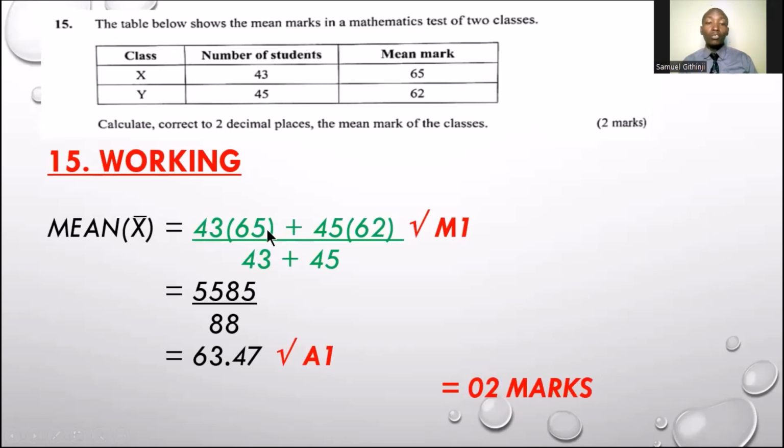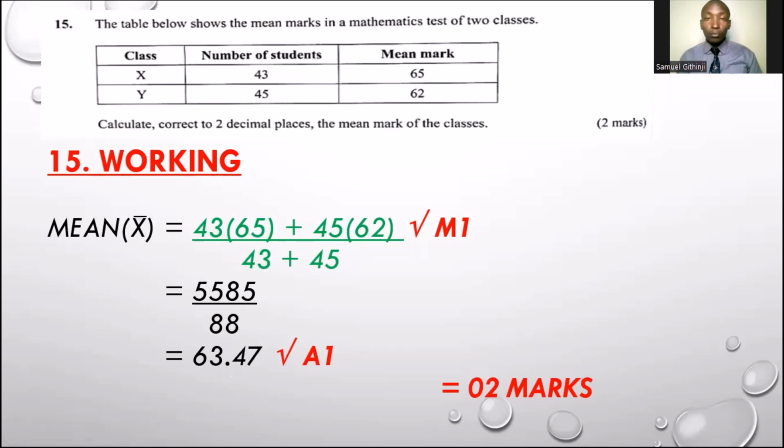Work out the total mark for one class, 43 times 65. You can see that total mark. Then the total mark for the other, 45 times 62. Then the total divided by the total number of students in the 2 classes. As simple as that, my student. For 2 marks, you can see how I have done that. Remember, it is to 2 decimal places there.